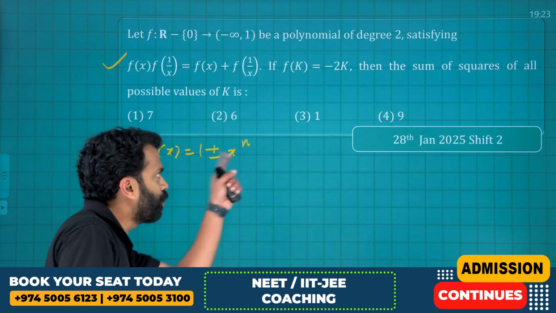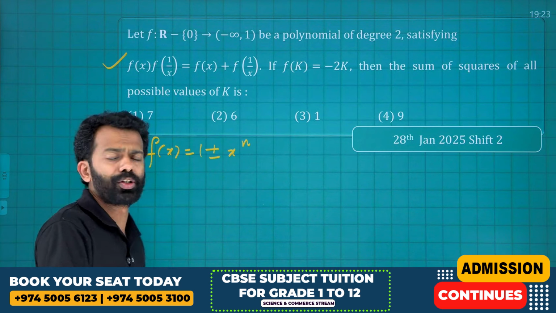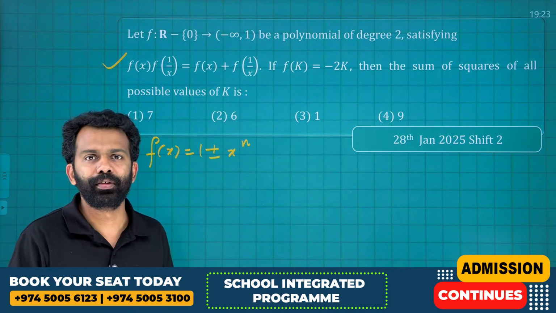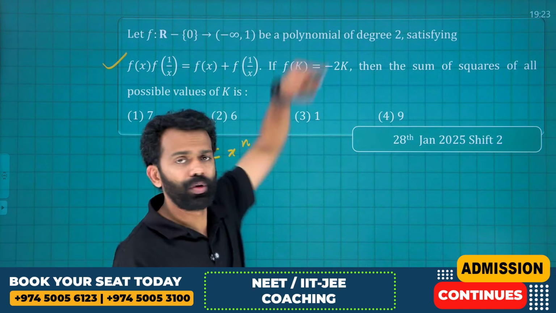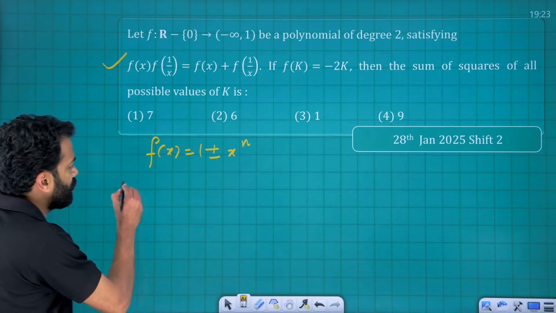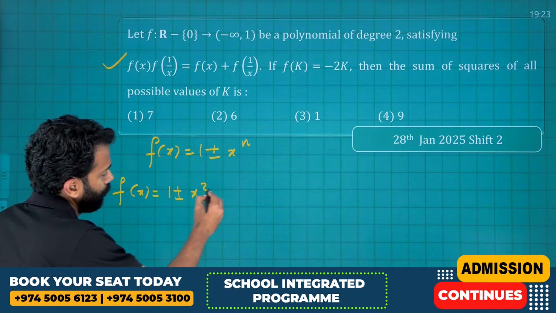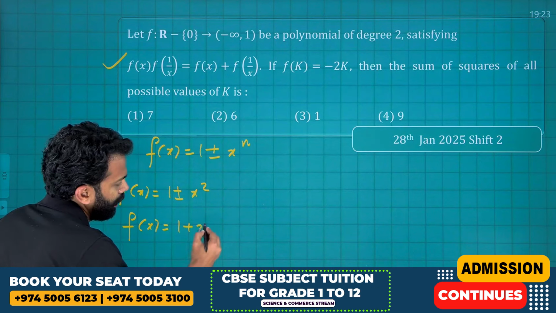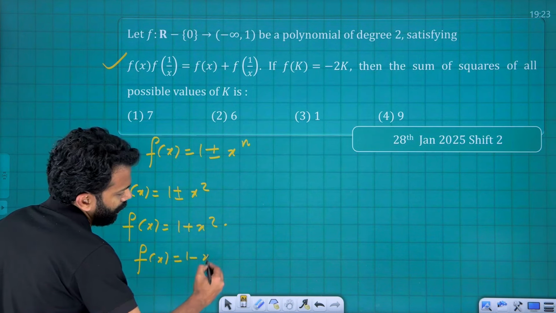So how to find n, and which one to select from 1 plus or minus, will be given in the question. What is the value of n here? It is 2. Why? Because it is already stated that it is a polynomial of degree 2. Therefore n is 2, and f of x will be 1 plus or minus x square. That is, f of x will have two possible forms: f of x is equal to 1 plus x square, and f of x is equal to 1 minus x square.